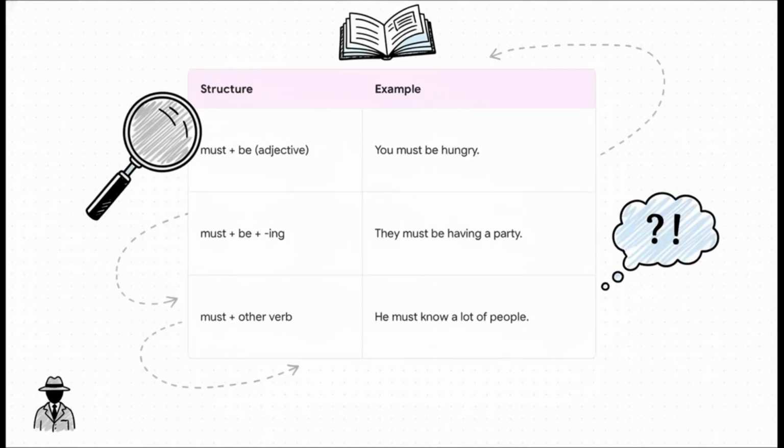So think of these as your detective's blueprints for building deductions. You can use must be with an adjective, like you must be hungry, or for an action that's happening right now, like they must be having a party. You can even use must with pretty much any other verb, like he must know a lot of people. These are your core patterns.